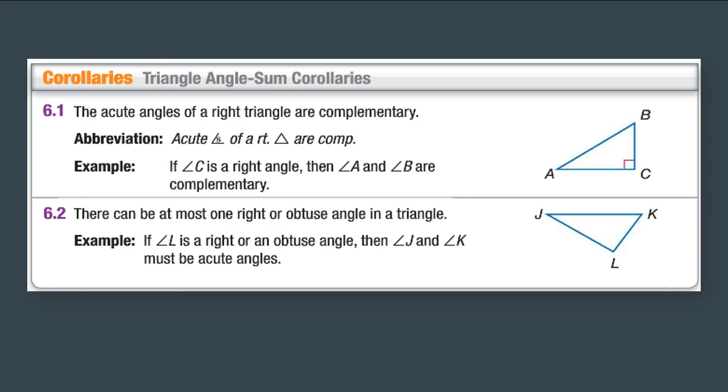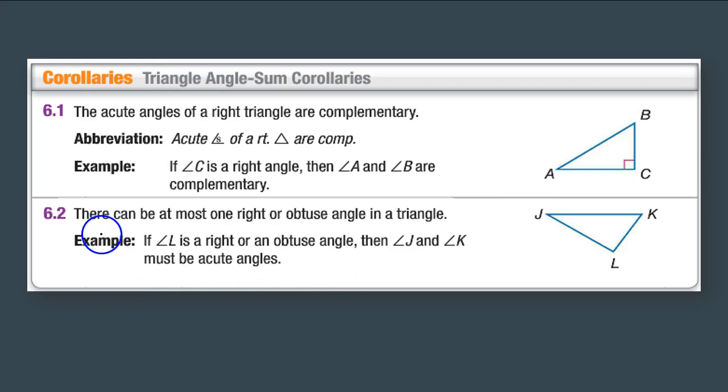Then we have a couple corollaries for the triangle angle sums. Corollary 6.1: the acute angles of a right triangle are complementary. So for this example, we're saying if angle C is a right angle, which in this case it is, then A and B are complementary.